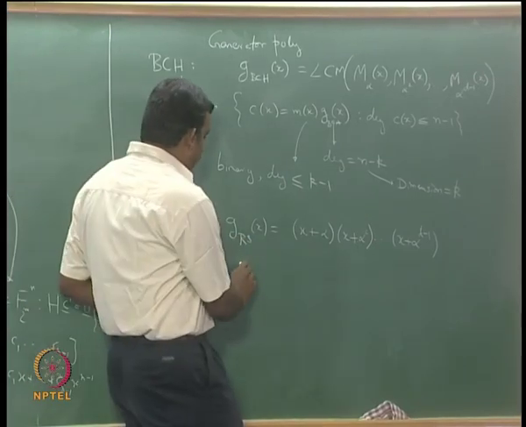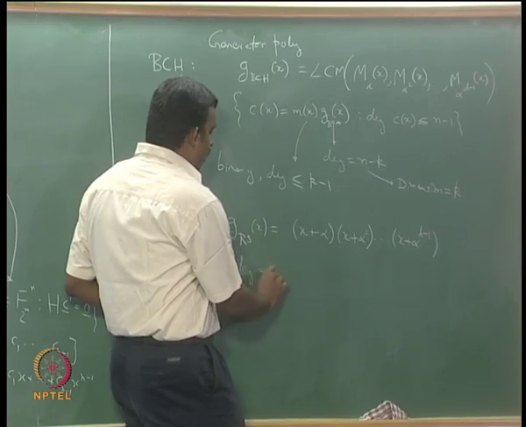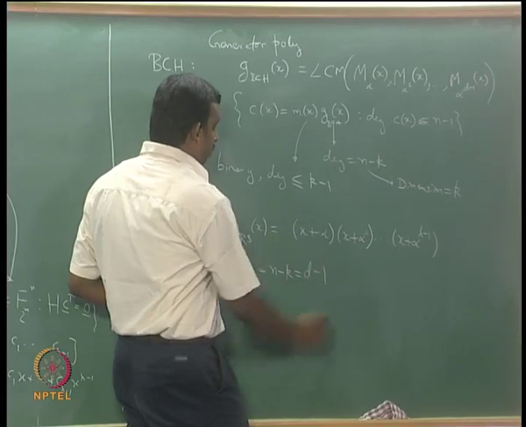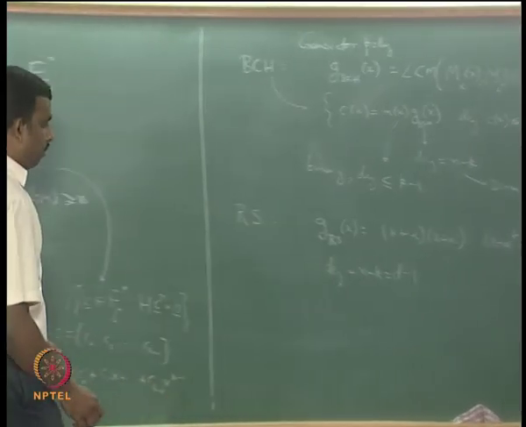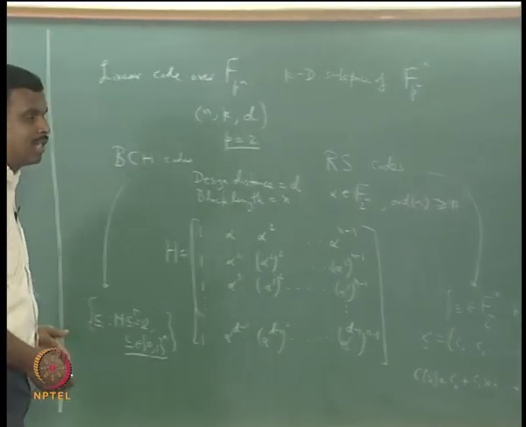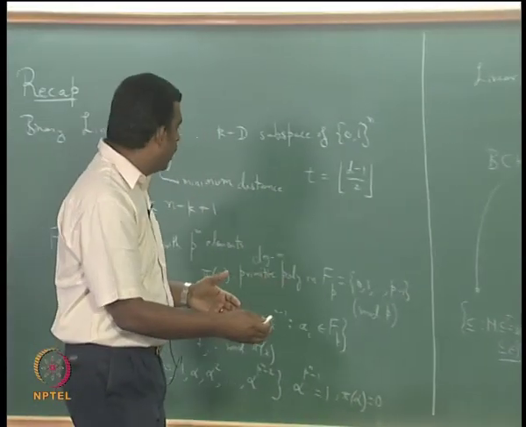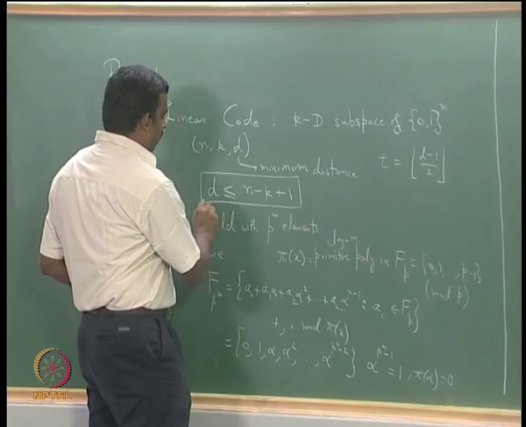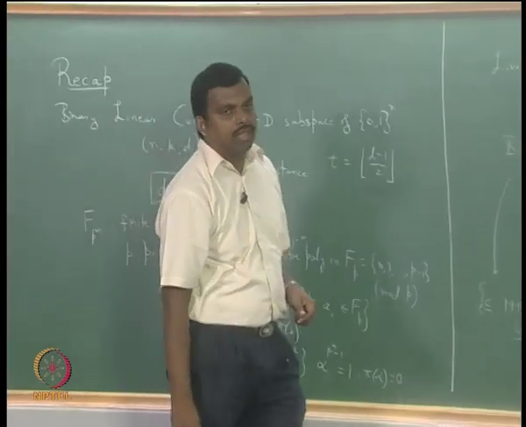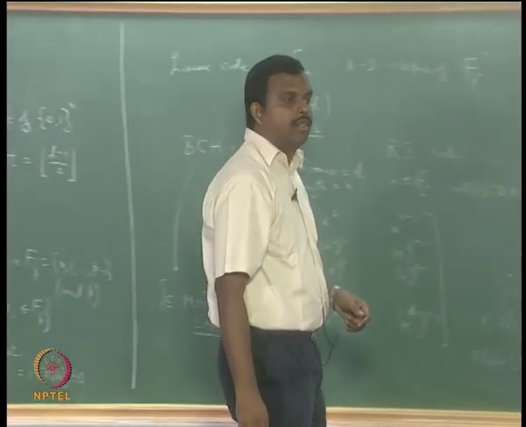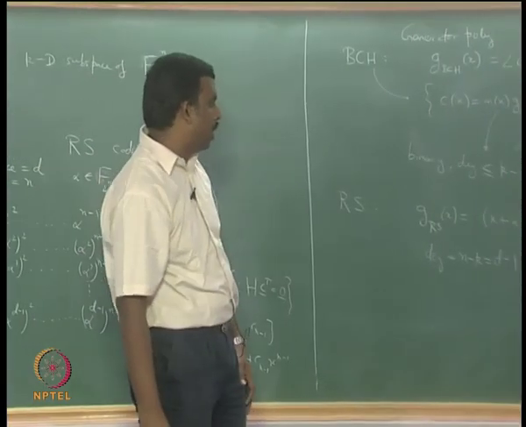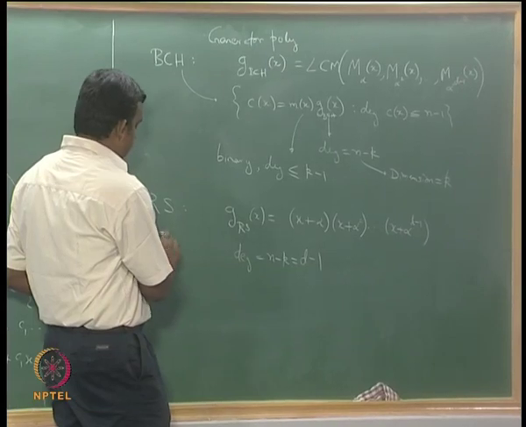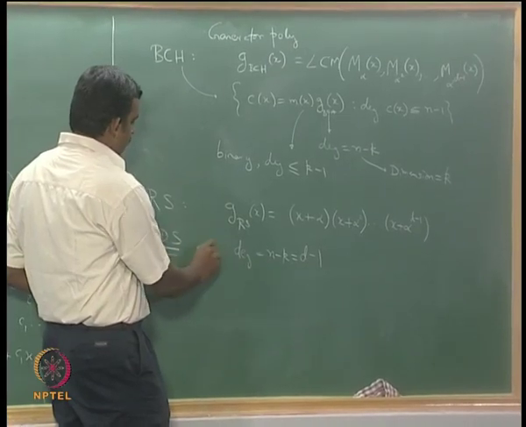So the degree here equals n minus k equals what? D minus 1. So like I said, this matrix solves many of the problems that we wanted. One of the problems was n minus k equals d minus 1. So that clearly shows these Reed-Solomon codes are MDS.